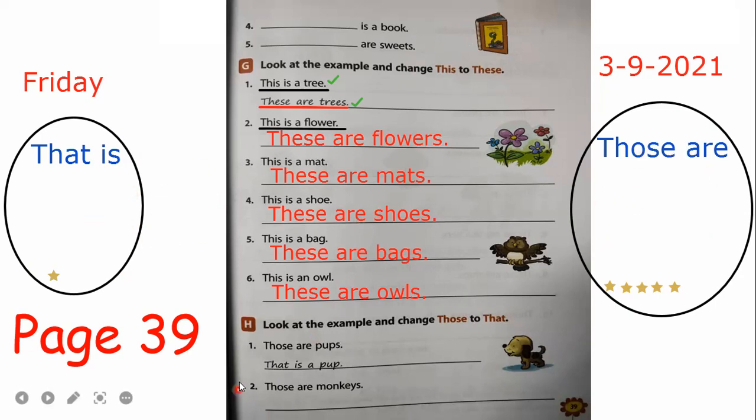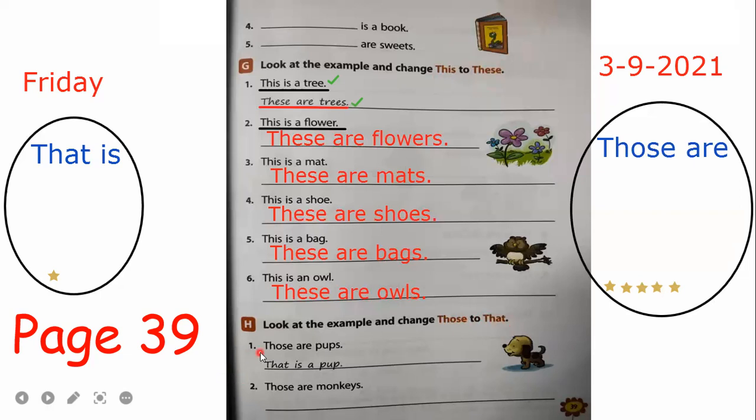Now we are going to do the next activity below here on page 39. Children, please look at activity H. Teacher is going to read the instruction for you. It says, look at the example and change those to that. Just now we changed the word this to these, from singular to plural. But now we are going to change those to that, which is plural to singular.